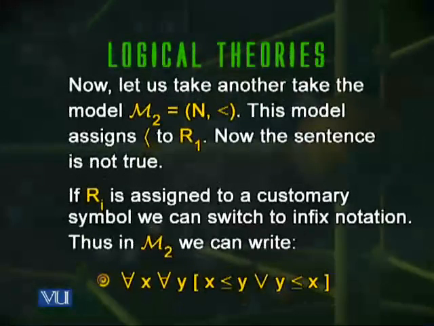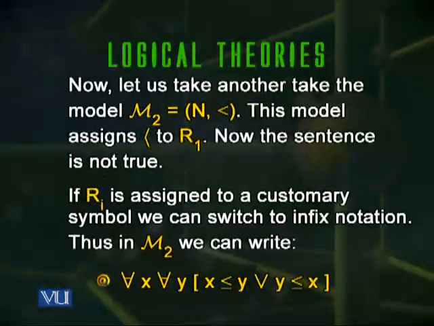If we do that and look at this sentence in this model where the universe is the natural numbers and the relation is the less than or equal to relation, then what does this sentence say? It says for all x and for all y, x is less than or equal to y or y is less than or equal to x. And as you know, this is then a true sentence. If you take two integers, x and y, either x is less than or equal to y or y is less than or equal to x. So this sentence is true in this model, or M1 models this sentence.